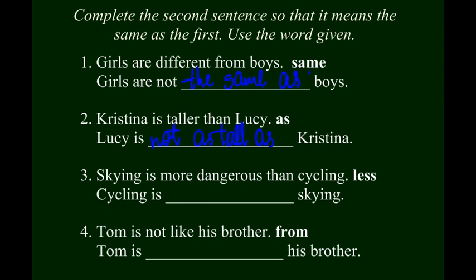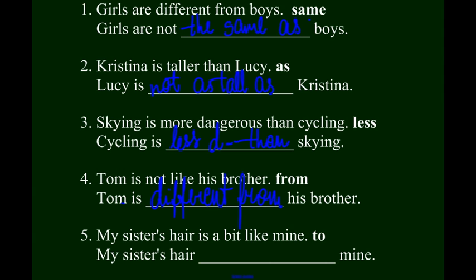Number 3, skiing is more dangerous than cycling. And we have the word less. So, cycling is less dangerous than skiing. Number 4, Tom is not like his brother. And we have the word from. So, the answer is Tom is different from his brother. Number 5, my sister's hair is a bit like mine, and the word to. That means that my sister's hair is similar to mine.